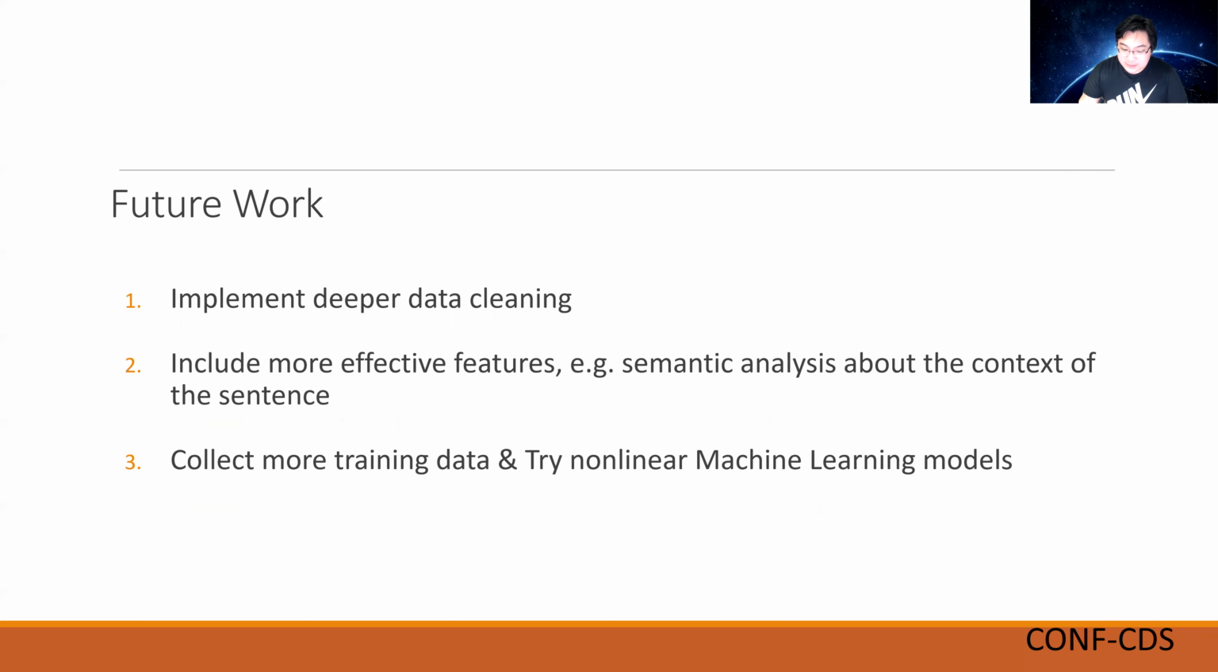Based on our findings, we think there is more work we can do. For example, we can implement deeper data cleaning. If we can detect whether the student really focuses on the question instead of choosing randomly, we can clean out those cases and let the model focus on the remaining useful information. We can also try to include more effective features, such as semantic analysis of the context of the sentence, which will provide more helpful information about the difficulty of the sentence or the context.